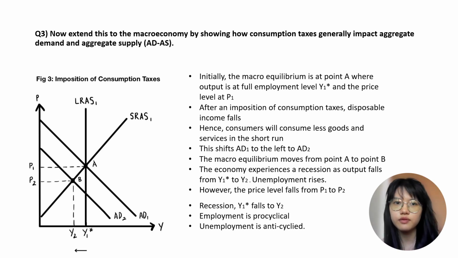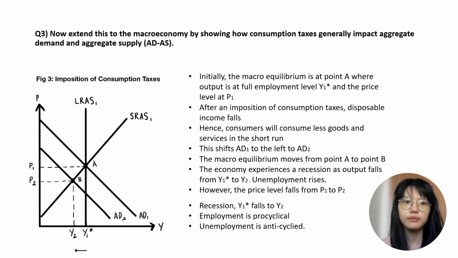So this transition results in a recession as output falls from Y1 star to Y2 and the unemployment rate rises. However, one important effect of the consumption tax is that it exerts downward pressure on the price level. During the recession, the price level falls from P1 to P2. To summarize, the recession leads to a decline in output from Y1 star to Y2, with the employment rate being pro-cyclical and the unemployment rate becoming anti-cyclical.